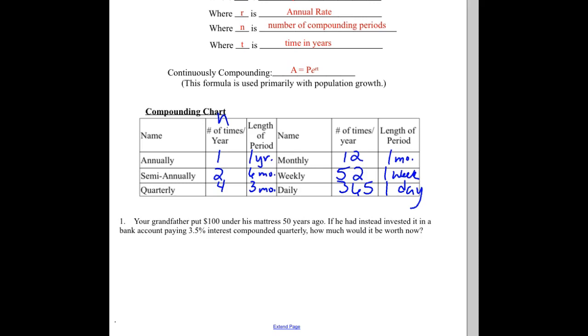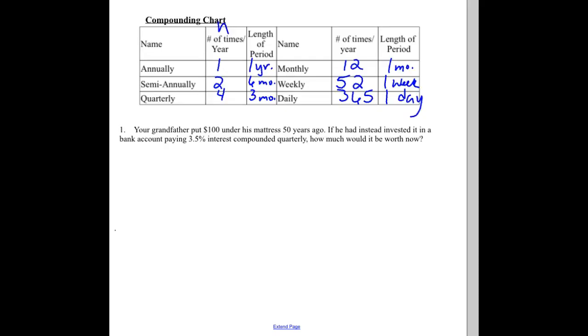All right, so first example. It says your grandfather put $100 under his mattress 50 years ago. If he had invested it instead in an account that pays 3.5% interest compounded quarterly, how much would it be worth now? All right, so first thing I want you to do is write down the formula that you're going to need. Which of our formulas are we using for this? First one, second one, or the PERT one? Second one on our sheet?